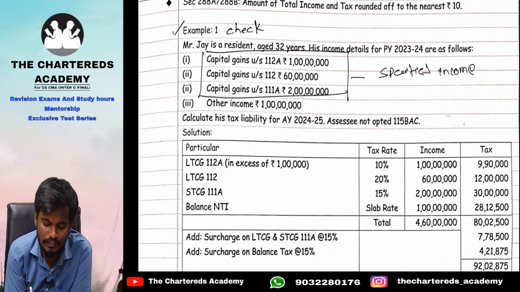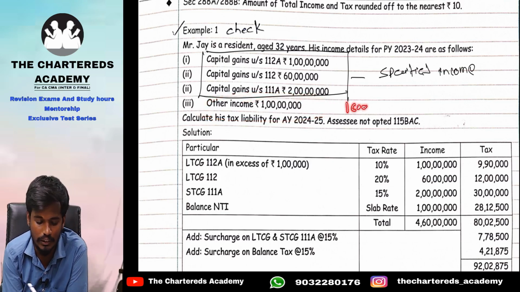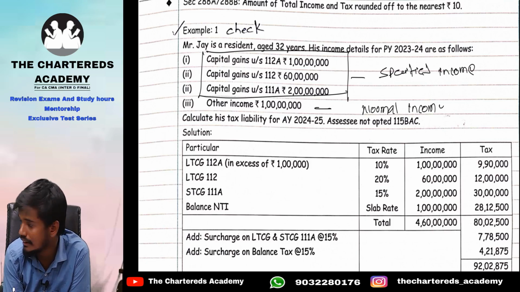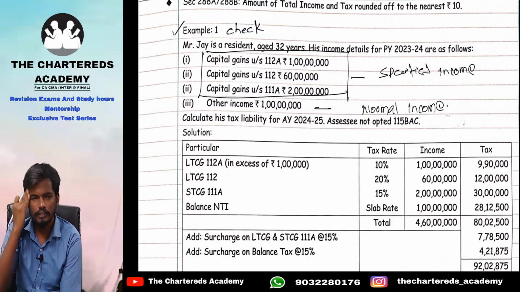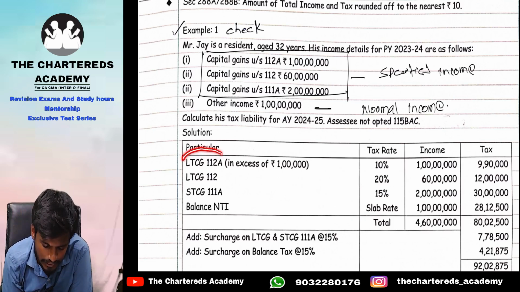So, what is the other income? That is 100 lakhs. Other income is 1 crore by itself. This is treated as normal income.